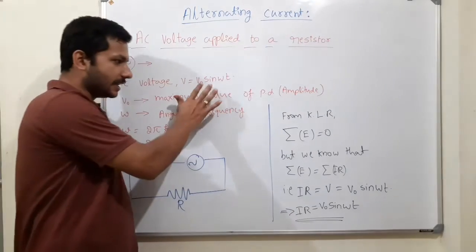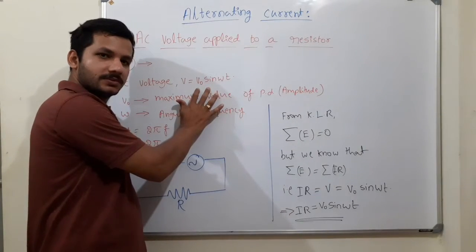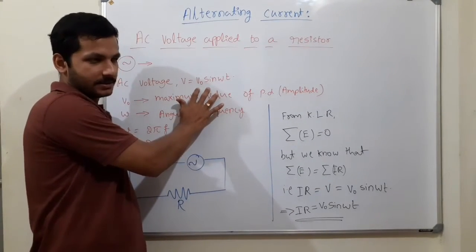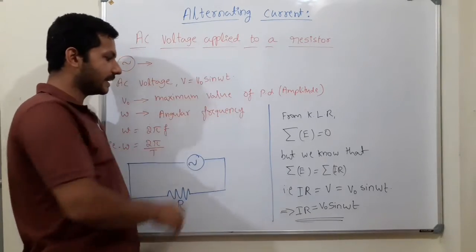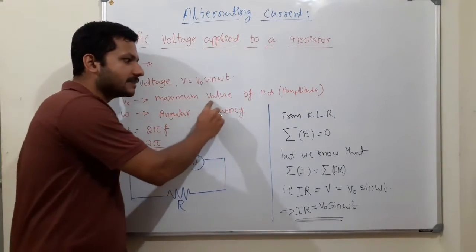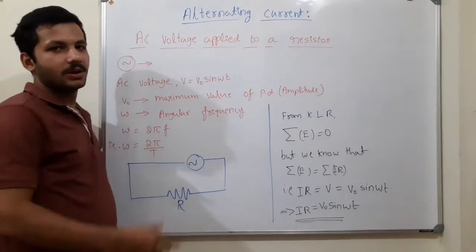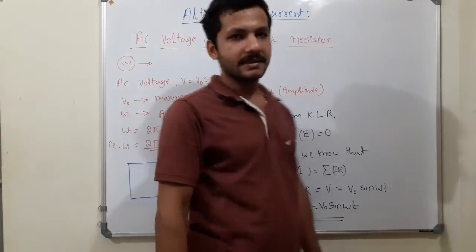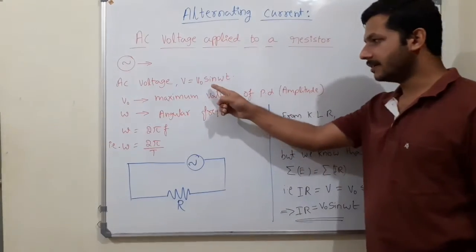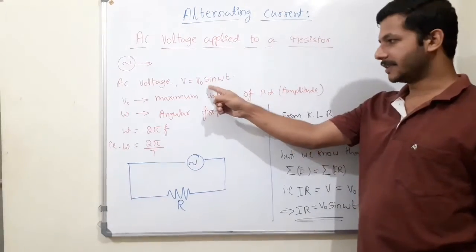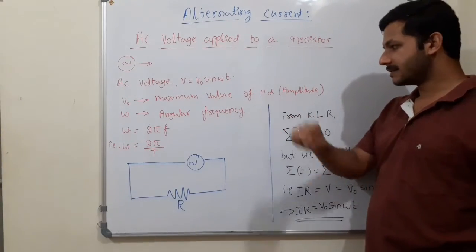You know that it is the equation of potential difference. What does V naught indicate? V naught indicates the maximum value of potential difference, or it can also be called the amplitude. Keep it in mind, we can call V naught the amplitude.